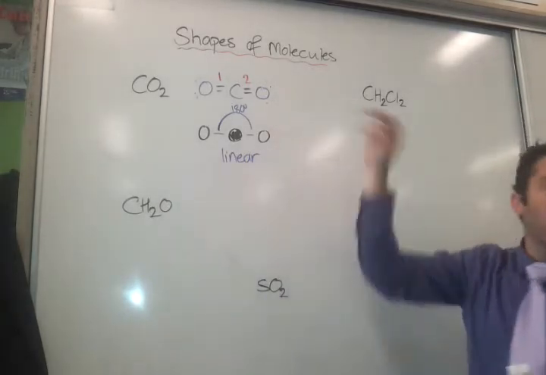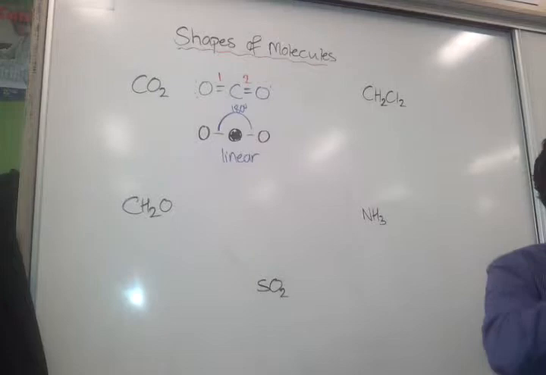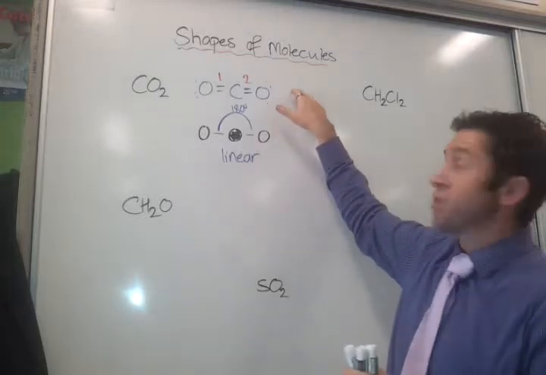So if we've got 2 atoms, it'll always be linear as well, no matter how many regions of electron density. Because if you've got only 2 atoms, there can't be another angle. It just has to be straight. So that's why I haven't shown this one up here.